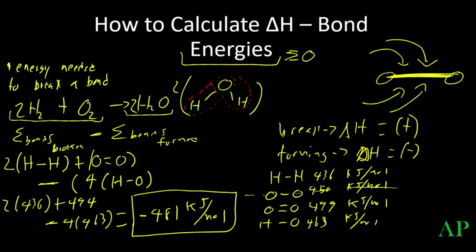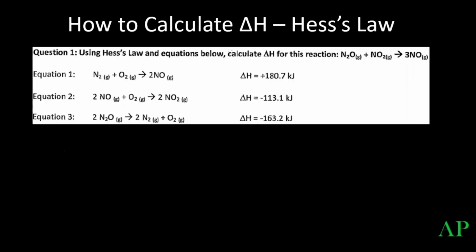Third way of finding this information is using Hess's law. Hess's law gives you a way to manipulate several changes in enthalpies given smaller steps for a reaction to make a bigger reaction. Our complete reaction in this case is N2O plus NO2 to make 3NO, and the smaller reactions are here, equations 1, 2, and 3. I'm going to call this one reaction A, B, and C.